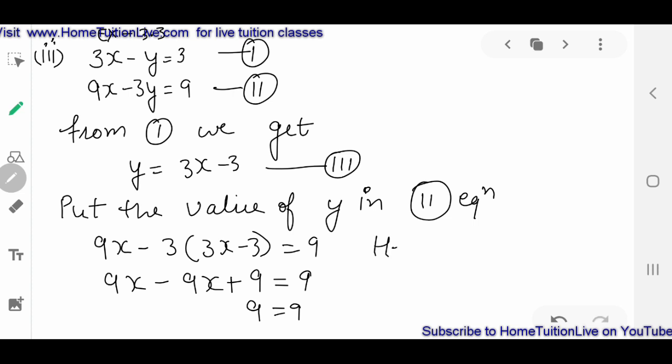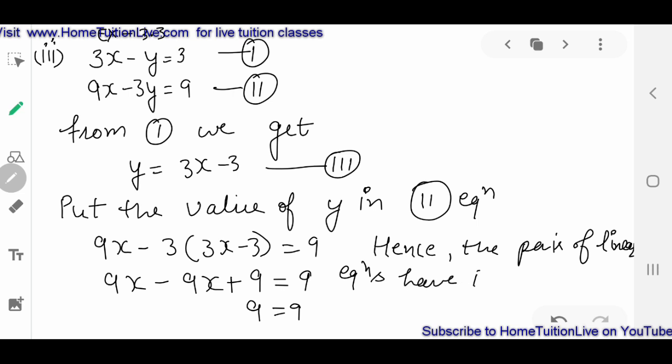Hence, the pair of linear equations have infinitely many solutions.